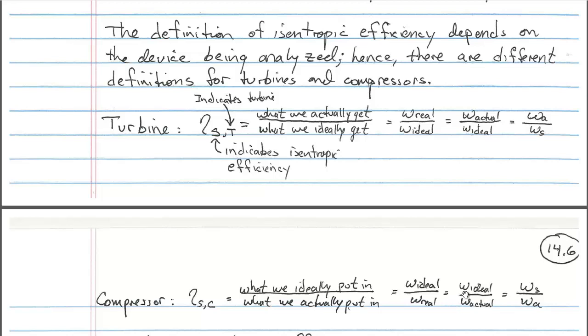And again, just like we did with the turbine, we'll sometimes call that real work the actual work. So we can write this as the ideal work divided by the actual work. And then if we apply our subscripts, our ideal work is W sub S, the isentropic work, and the actual work is W sub A, the actual work.